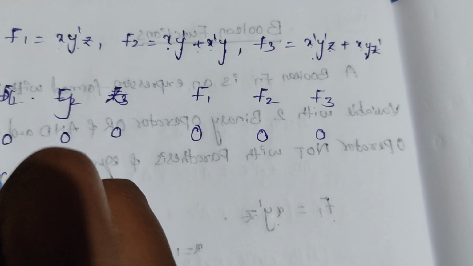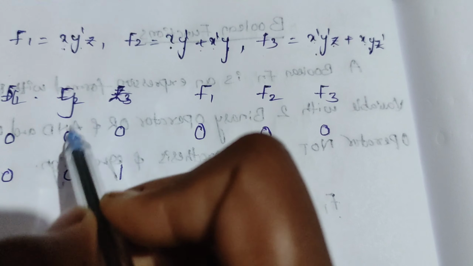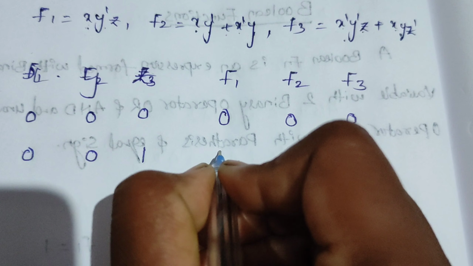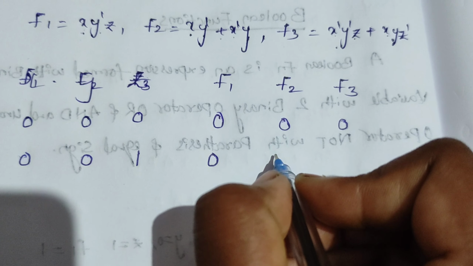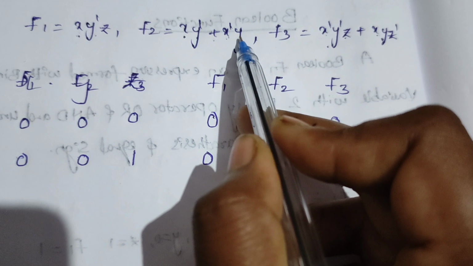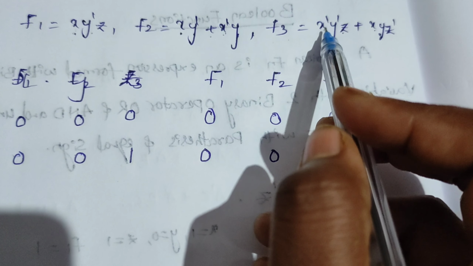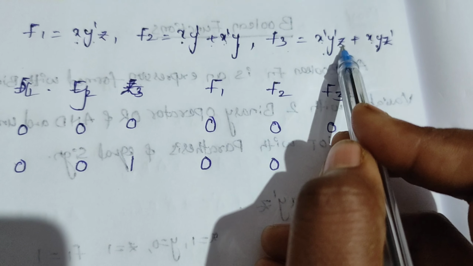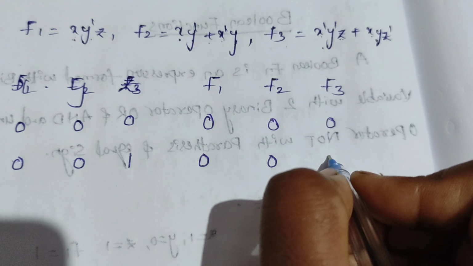Similarly we need to see the next possibility, 0 0 1. 0 into y bar is 1, so 0 into something multiplied is 0 only. Similarly for f2, x is 0 and y bar is 1, but 0 into 1 is 0, and x bar becomes 1 into 0. This is also 0. And coming to f3, x bar is 1, y bar is 1 and z is 1, so 1 plus something is nothing but 1.